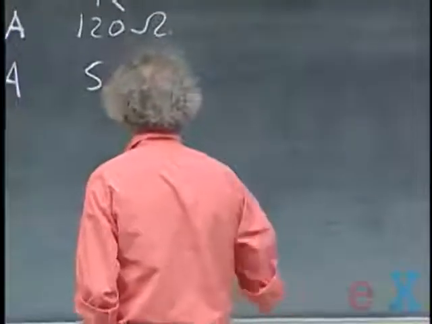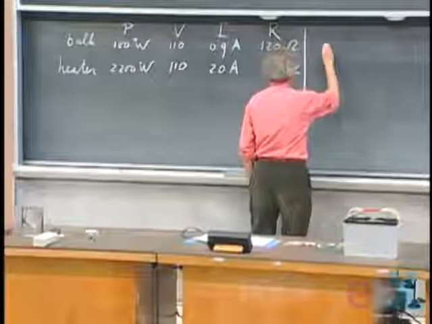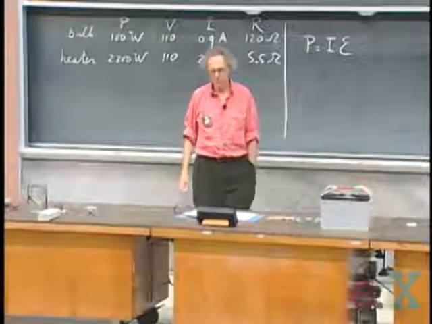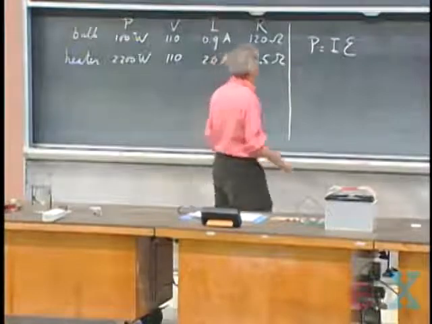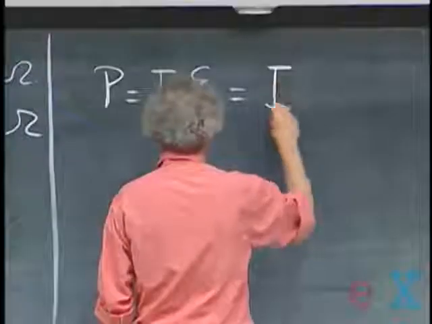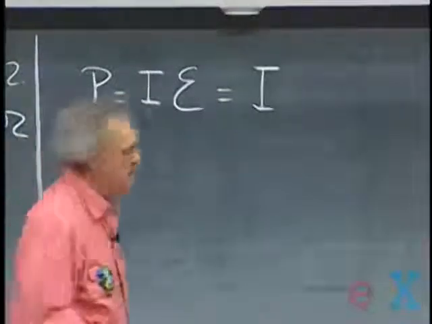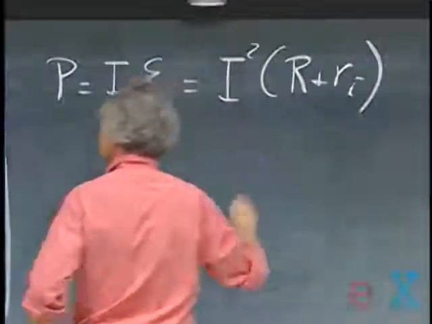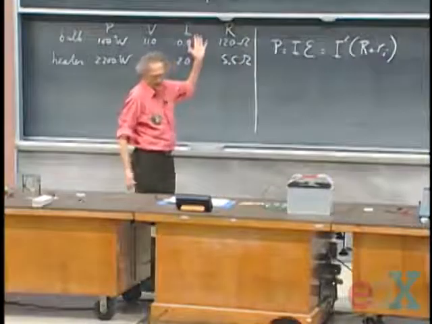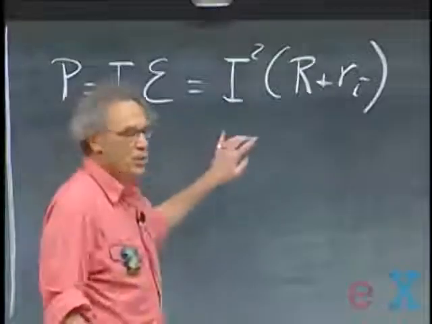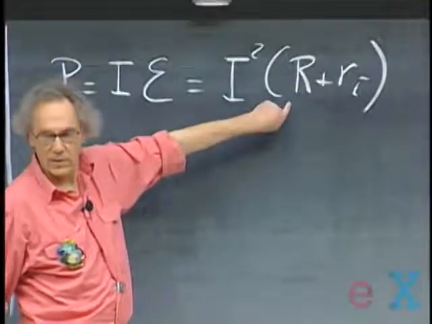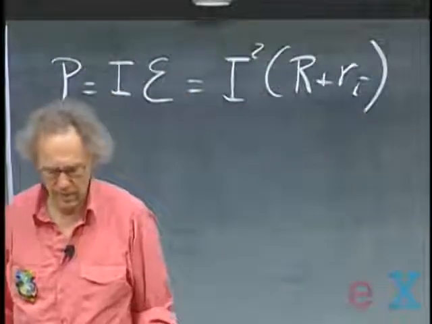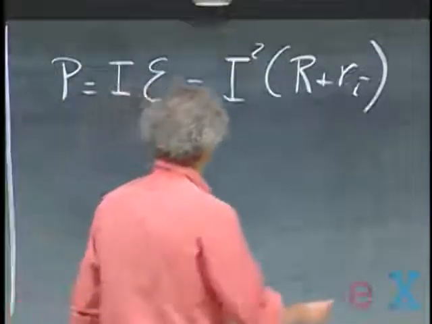The power delivered by a battery is the current that the battery delivers times E, which is the EMF. And so when the current is running, it is I squared times the sum of the two resistances, the external one plus the internal one. You can never bypass that. The heat that is produced in the external one is I squared capital R, but the heat that is produced inside the battery is I squared little r. You can't avoid that.